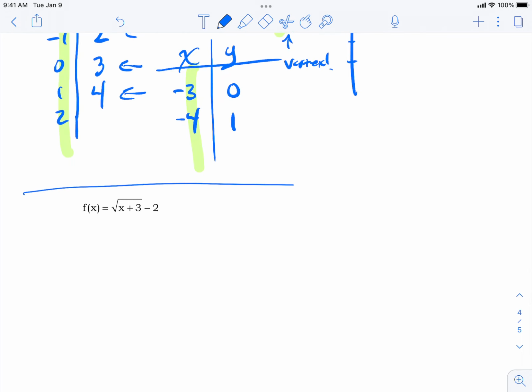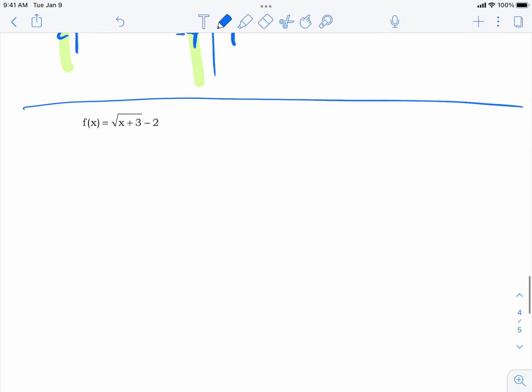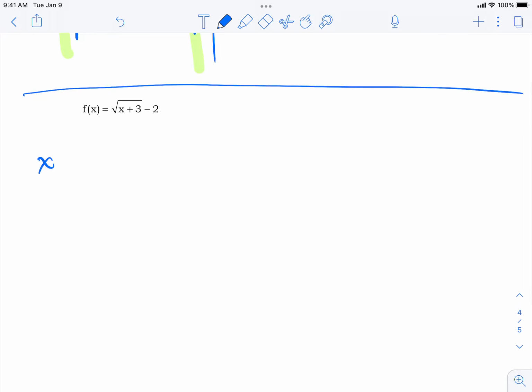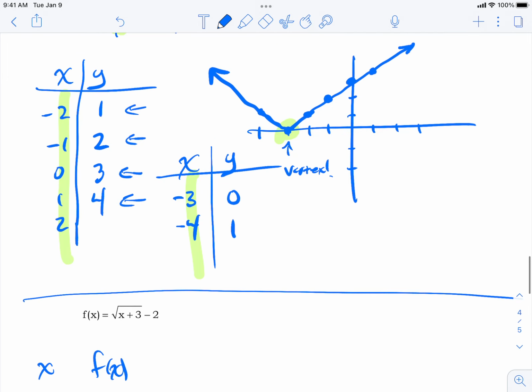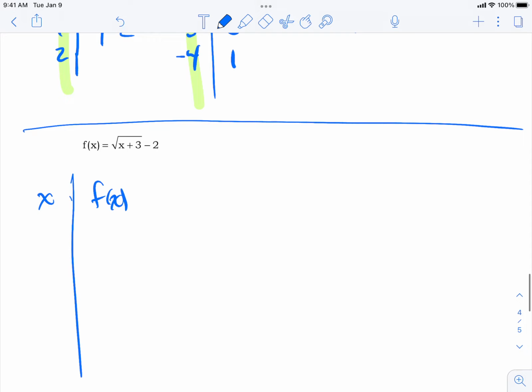Hey, this would be a good one for you to try. Just kind of start your scratch and sniff. Did I use a y up there? I did. I was supposed to use an f of x. I'm not going to care if you use f of x or y. I don't care. But I'm going to try to be good. I'm going to try to use x and f of x. Anyway, try that. I'm going to plug those in first just to see what happens. But you should pause, try to graph it, see what you get.